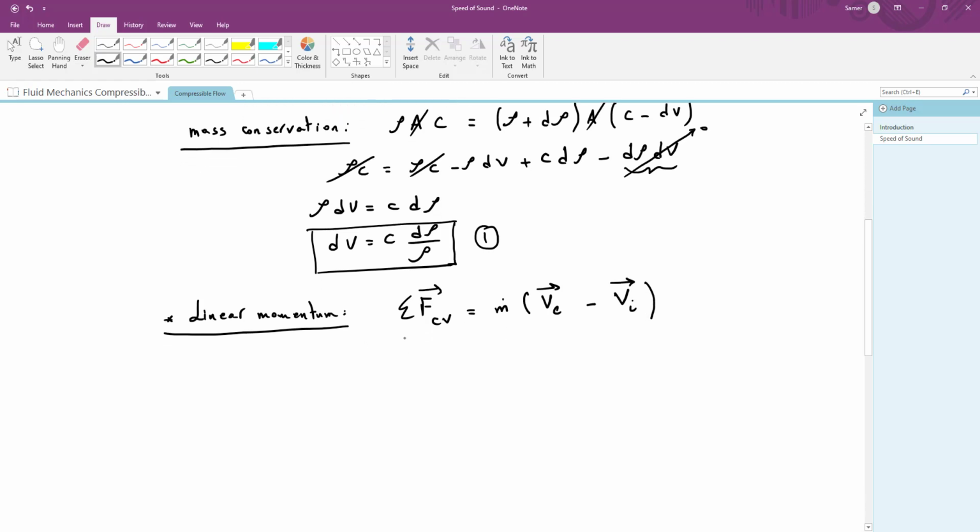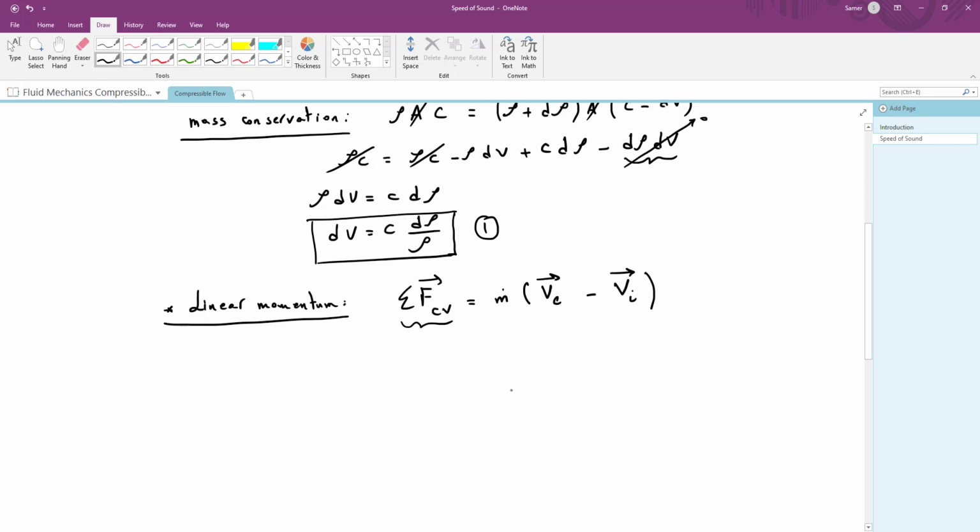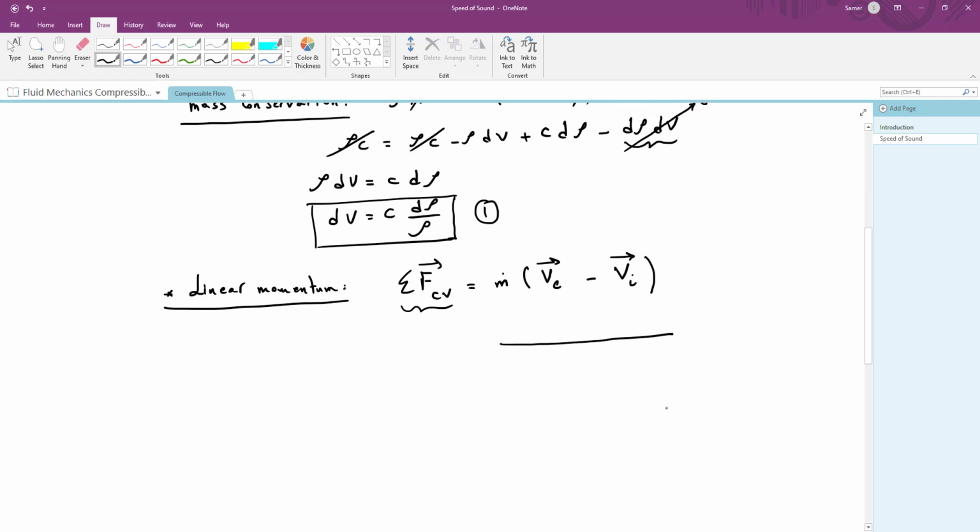Now, what are the forces acting on this control volume? As we saw, we have the pressure wave here, and the control volume surrounding the pressure wave. We have a pressure distribution to the left of this control volume, and we have the pressure P plus dP.